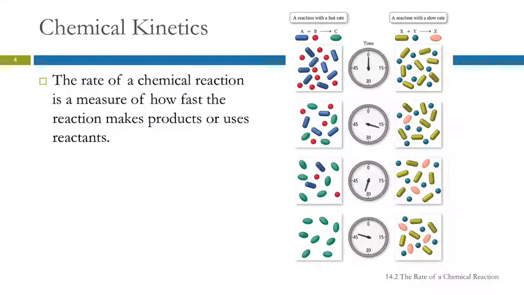So the rate of the chemical reaction is a measure of how fast the reaction either makes products or uses reactants. We could think of it either way, it's all the same. So in this illustration from the textbook, we have A plus B forming C, and they've illustrated it here with little shapes. This is a reaction that has a fast rate. Over here, X plus Y making Z is a reaction that has a slow rate.